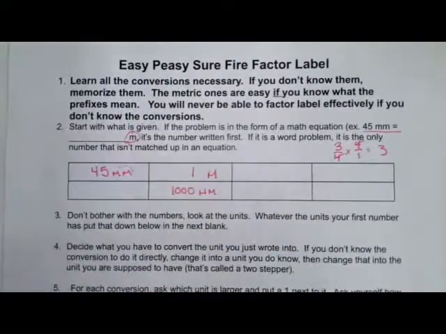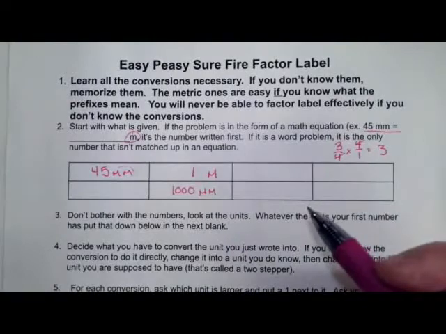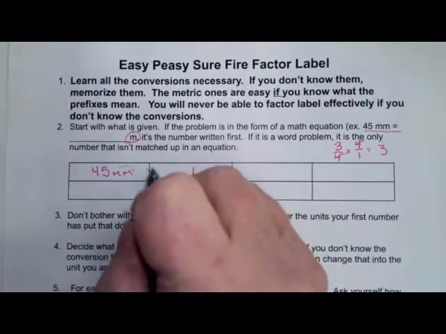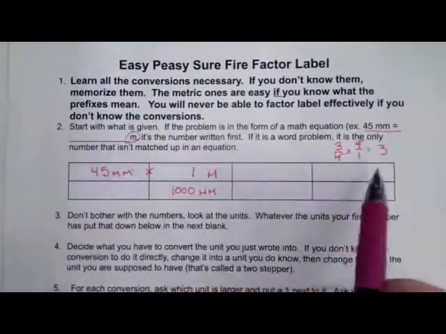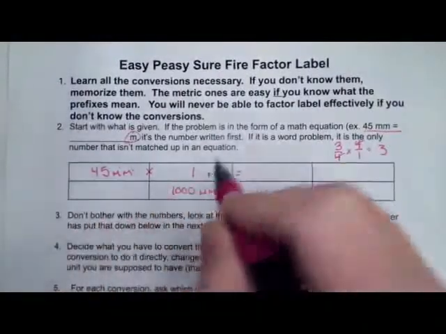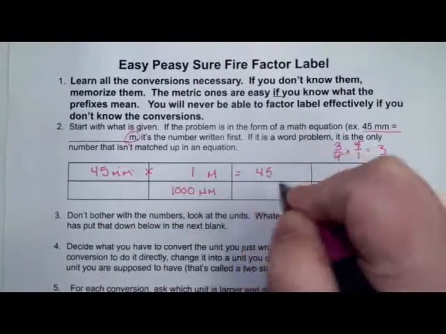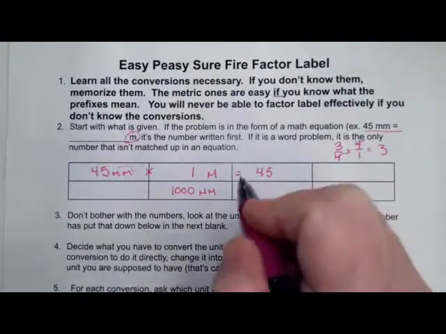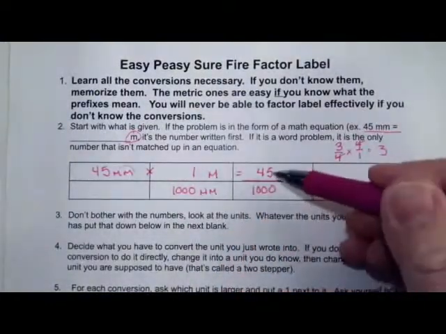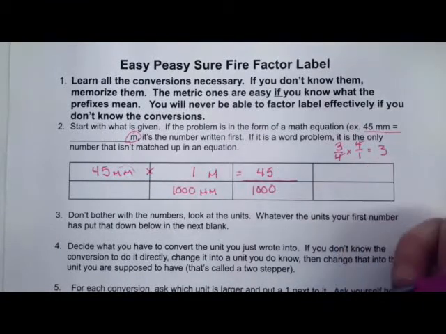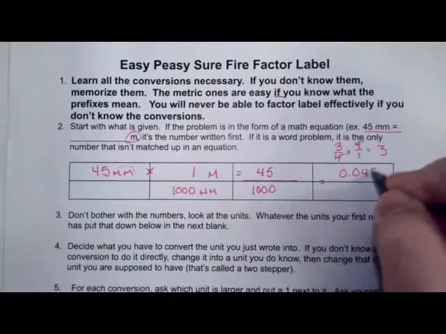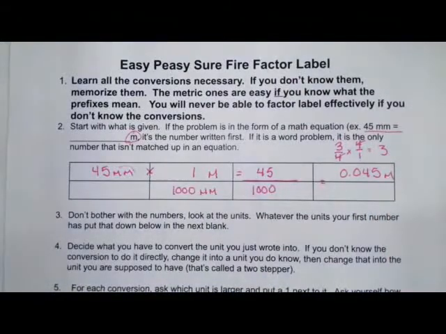Now, that's the brain power part of this. Now it's just doing the math the way it's supposed to. Each box here, you're going to multiply across the top, and in this case, it's going to be 45 times 1, which is 45. You're going to multiply across the bottom. Well, in this case, we only have 1,000. So then you're going to divide 45 by 1,000, so that's going to be 0.045 meters is the answer.